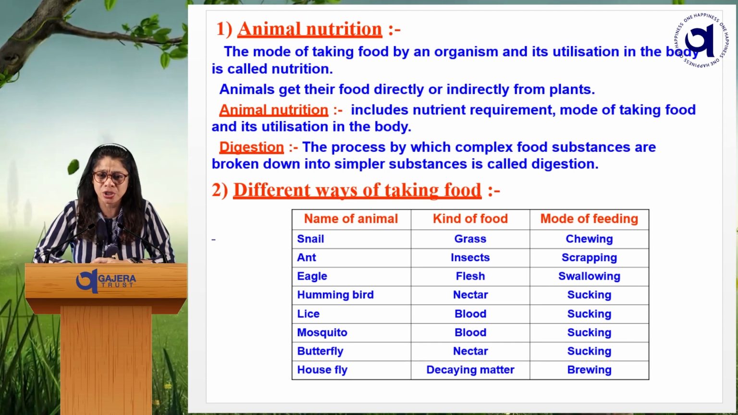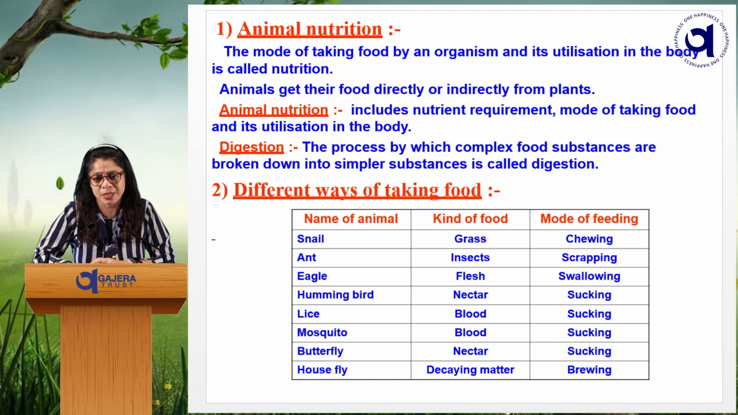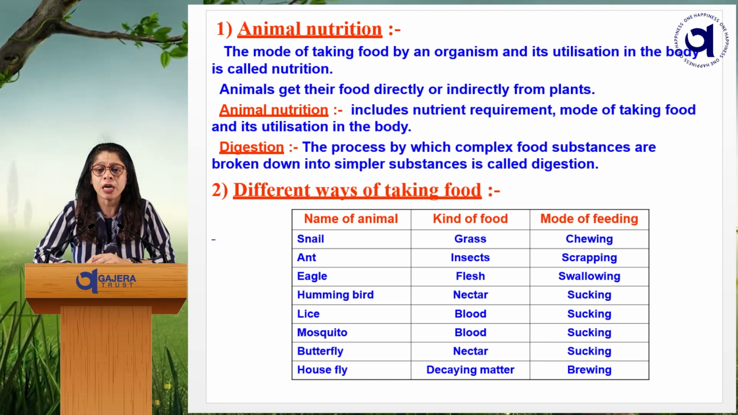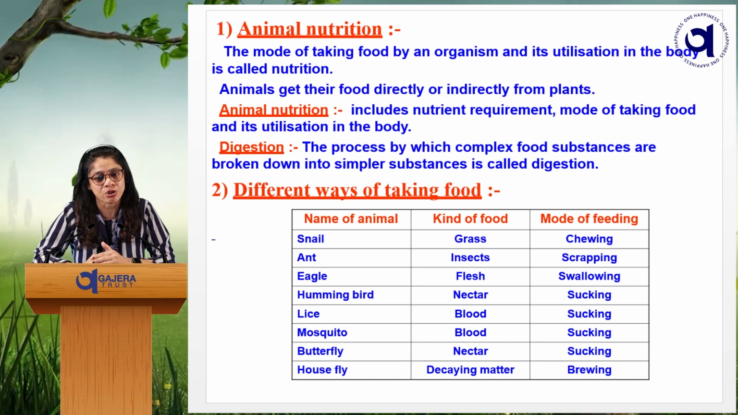What is the digestion process? The process by which complex food substances are broken down into simpler substances is called digestion.